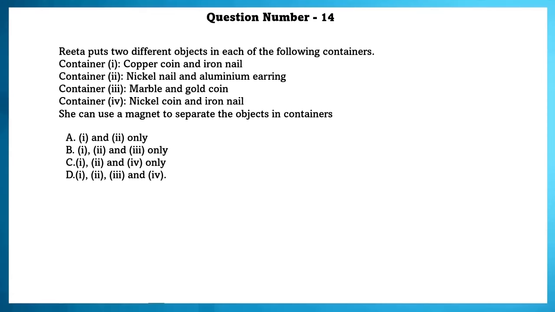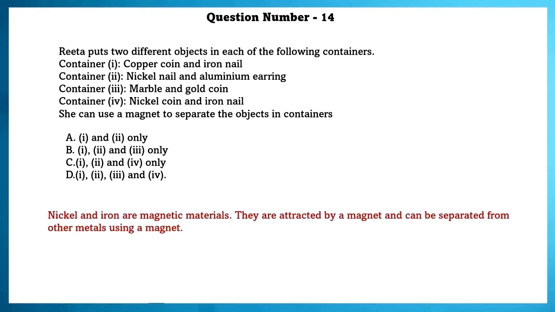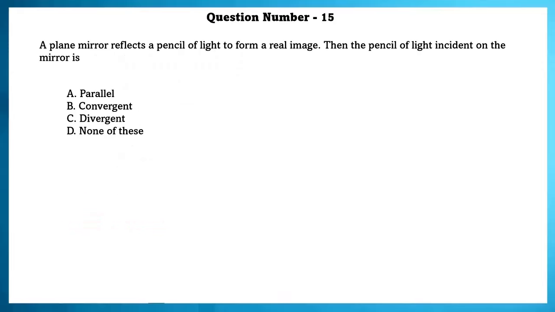She can use magnets to separate the objects in these containers. Nickel and iron are magnetic materials. They are attracted by a magnet and can be separated from other metals using a magnet. So, the materials in containers 1 and 2 can be separated using a magnet.